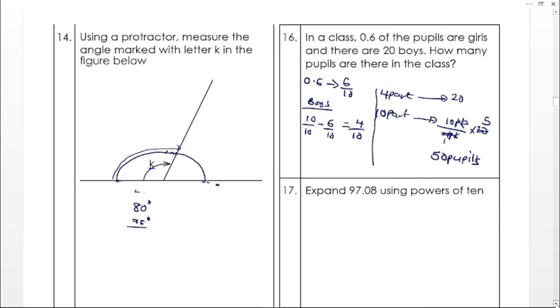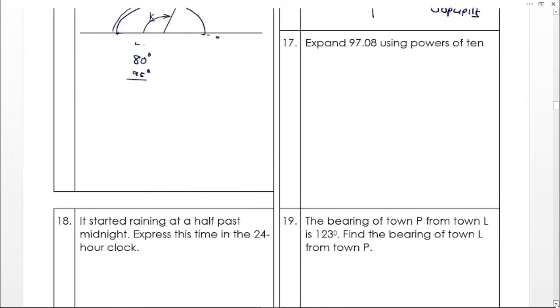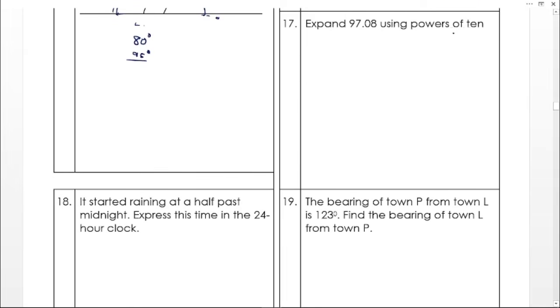Okay, now here they are telling us to expand. We need to expand this number using powers of 10. So this number is 97.08. Now this is going to be 10 power 0, and this is 10 power 1, because this is a whole number, this is a small number. Now this is going to be 10 power negative 1, and this is 10 power negative what? Negative 2. So let us expand.